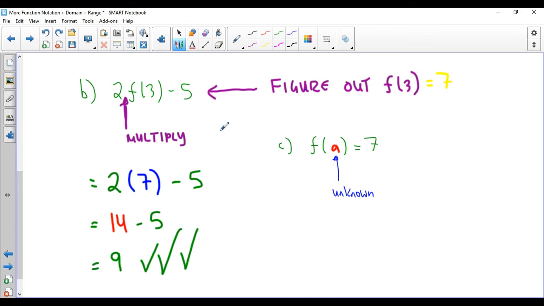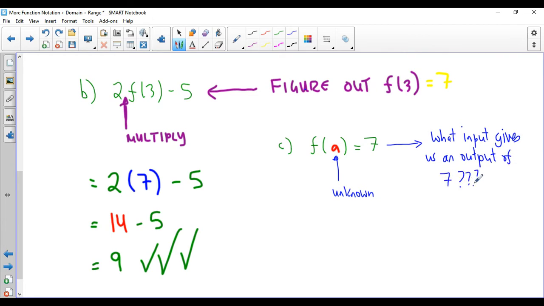And again, I'm going to go back to the understanding of this notation. What does this mean, right? Well, this means what input gives us an output of 7.